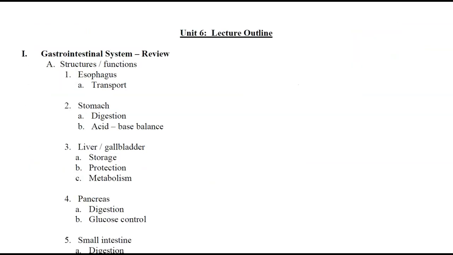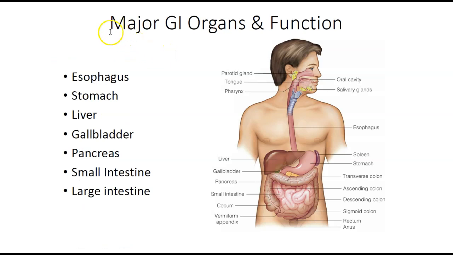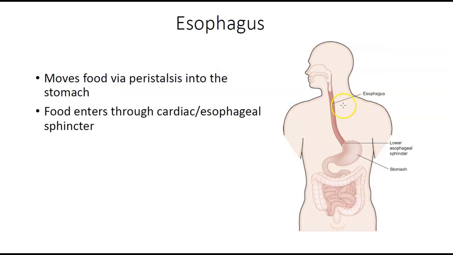So let's do a quick review of the GI system. So these are the major organs in the GI system. You have the esophagus, stomach, liver, gallbladder, pancreas, the small intestine, and large intestine. The esophagus moves food via peristalsis into the stomach, right? So this is all continuous and it sends your food to the stomach. So food enters through the cardiac esophageal sphincter, which is located here. That said sphincter remains closed except during swallowing to keep food contents within the stomach, which makes sense.